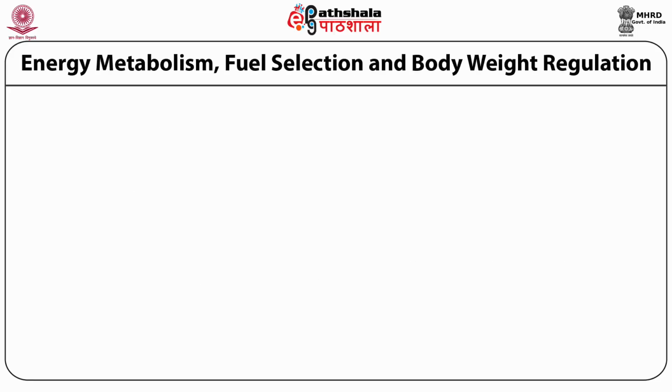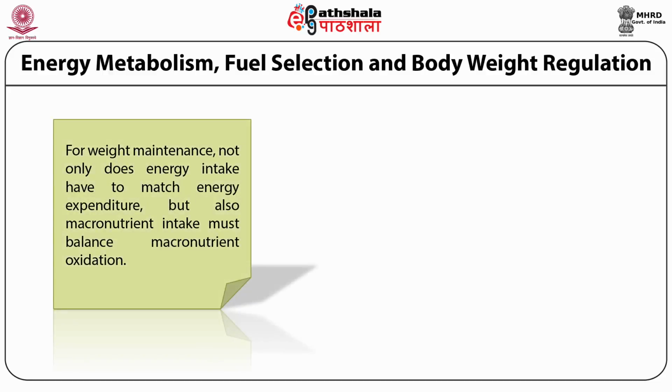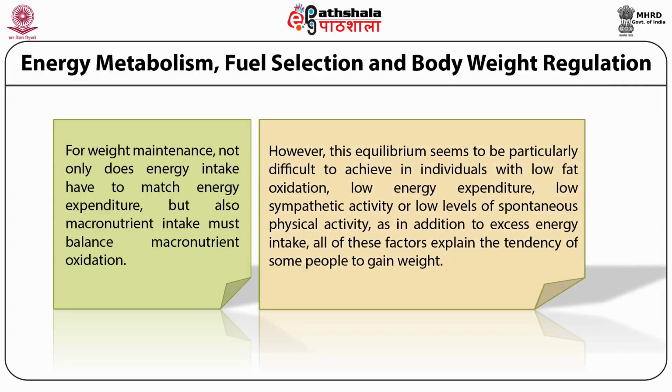Let's see energy metabolism, fuel selection, and body weight regulation. Energy homeostasis is critical for the survival of species. Therefore, multiple and complex mechanisms have evolved to regulate energy intake and expenditure to maintain body weight. For weight maintenance, not only does energy intake have to match energy expenditure, but also macronutrient intake must balance macronutrient oxidation. However, this equilibrium seems to be particularly difficult to achieve in individuals with low fat oxidation, low energy expenditure, low sympathetic activity, or low levels of spontaneous physical activity.